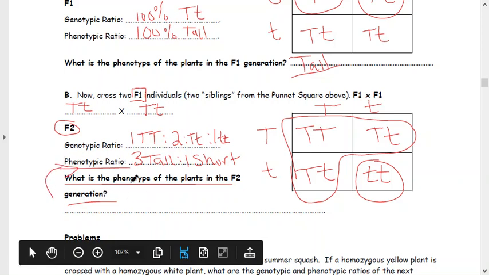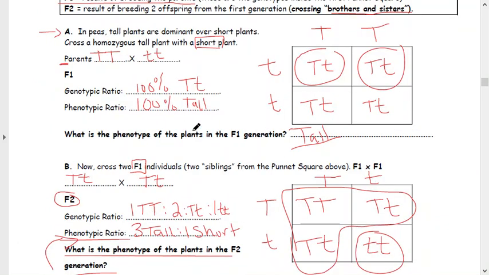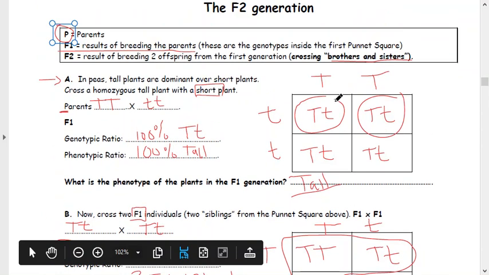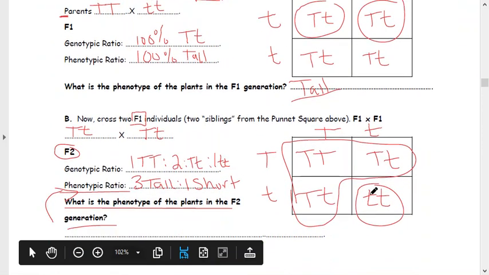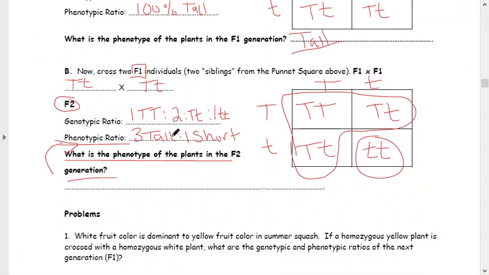All right. So what you're going to see is a trait that is present in the parents, the P generation. You had a short mom or a short parent plant, kind of skips this F1 generation, doesn't show up at all. It skips this generation here. Remember, all the kids are tall, but then it kind of reappears in the grandchild generation, in the F2 generation down here. So that's the end of the intro notes.